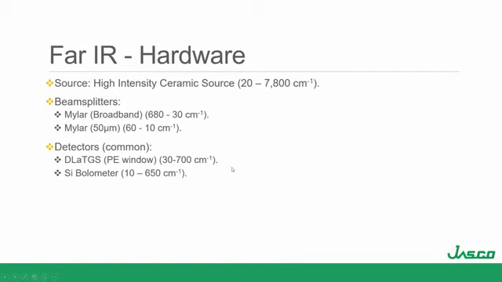For detectors, you can use a DTGS with a polyethylene window that goes from 330 to 700 wave numbers. Or if you need to get lower, you can use a bolometer, which goes from 10 to 650. Note on the bolometer, that's liquid helium cooled. So if you can get away with the room temperature detector, you should. Liquid helium is fairly expensive.